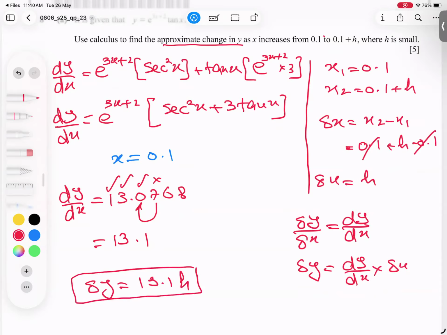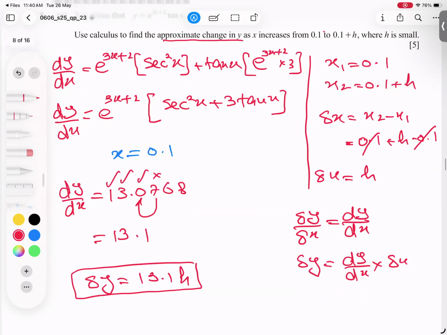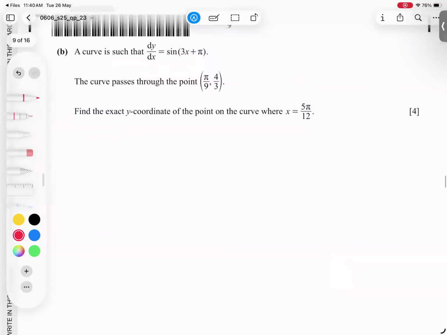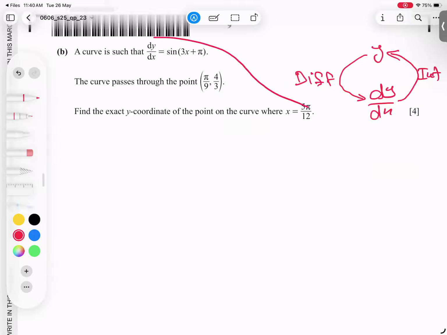And I hope the concept of the question is very clear. B part. A curve such that we have been given the differentiation, and given here a curve, this point lies on it, and we have to find the exact y coordinate when x is this. So student, whenever we have a y, if we differentiate, we get dy over dx. You know it very well. And if I want to go back, I will integrate. So step number 1, I will integrate.